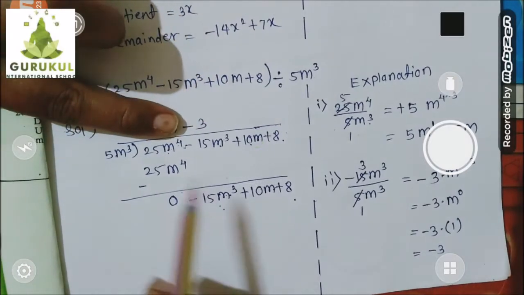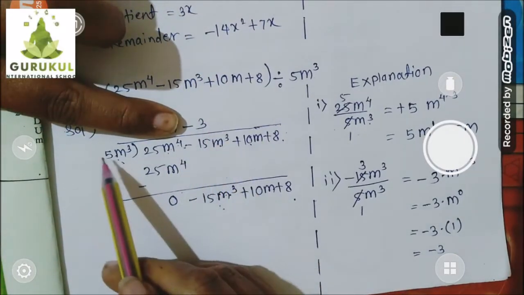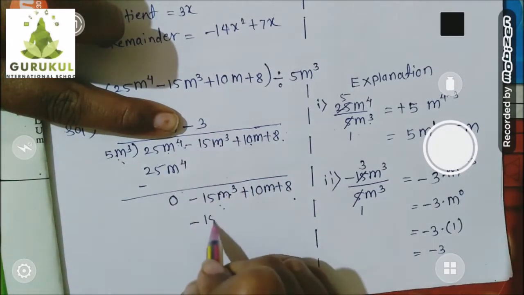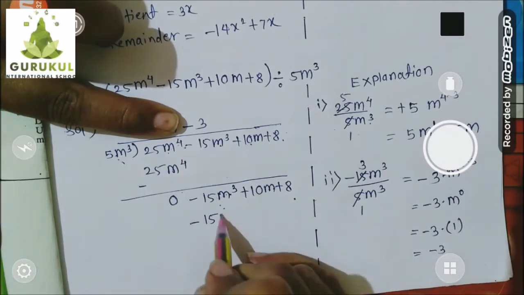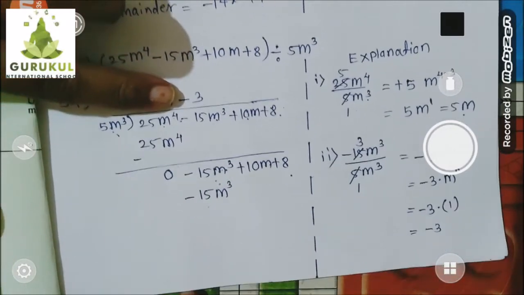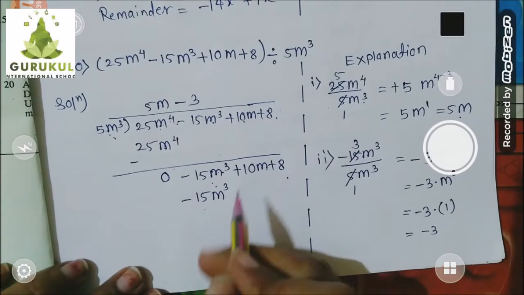And you can multiply and write the term over here. Hide this 5m. Now multiply this and this. See, plus minus minus, 5 3s are 15. And here only m cube is there, right? So you got the same term. Okay, now it's time for division.